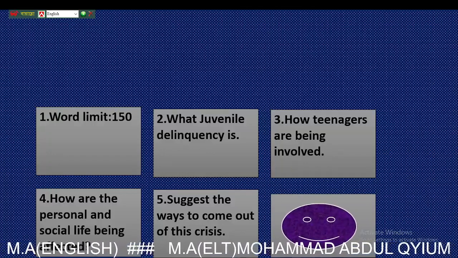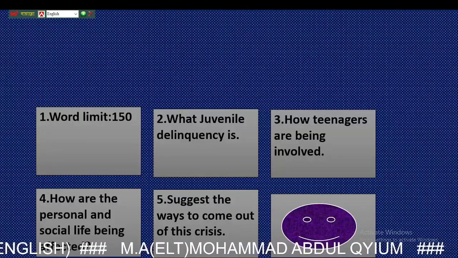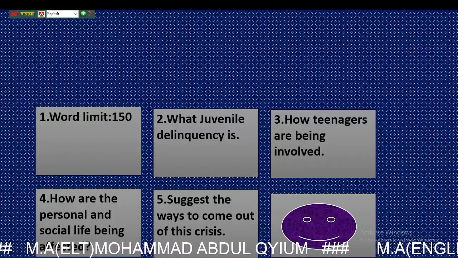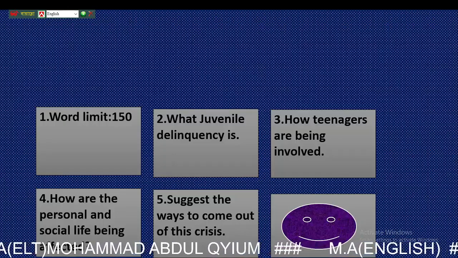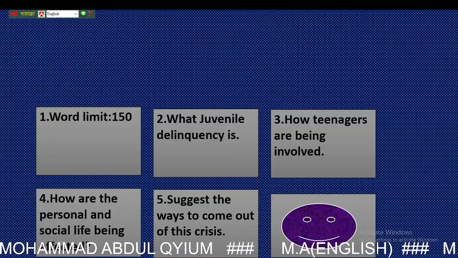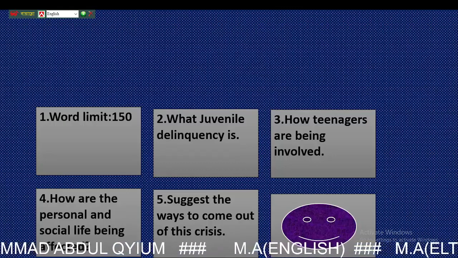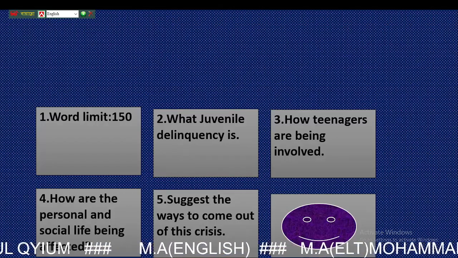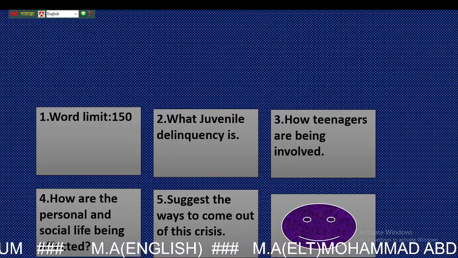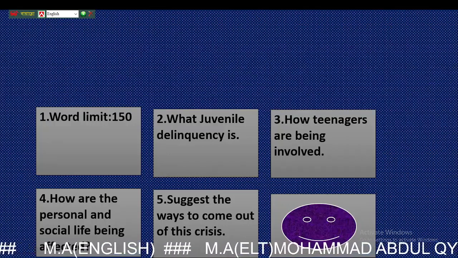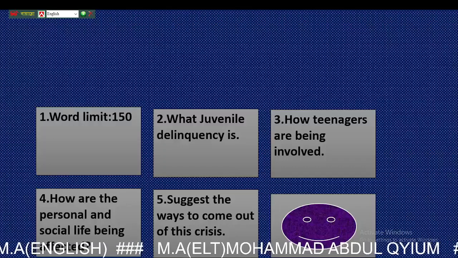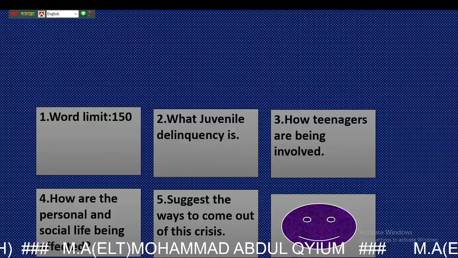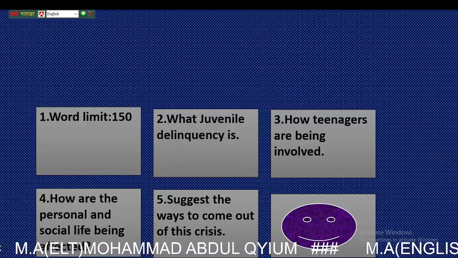Now, your assignment. There are 5 requirements, 5 steps, 5 instructions which are to be maintained by you. The first and foremost one is word limit. In this respect, let me tell you, your word limit is 150 words, but if you want, you could write at best 200 words. But remember, never ever cross the limitation of 200 words.